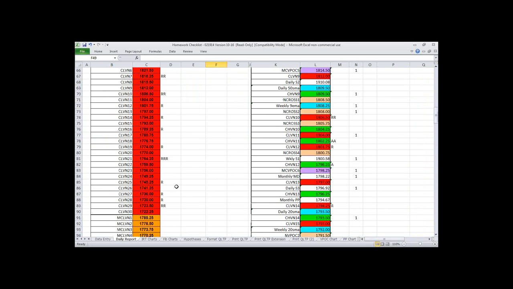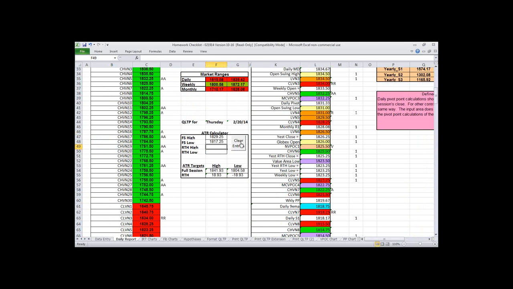ATR targets so far today, the 20-day ATR target based on the overnight high and overnight low, which constitutes all we have so far in the full session, is to the upside 1842 and to the low side 1804.50, and both of these are key levels, and we'll take a look at them.